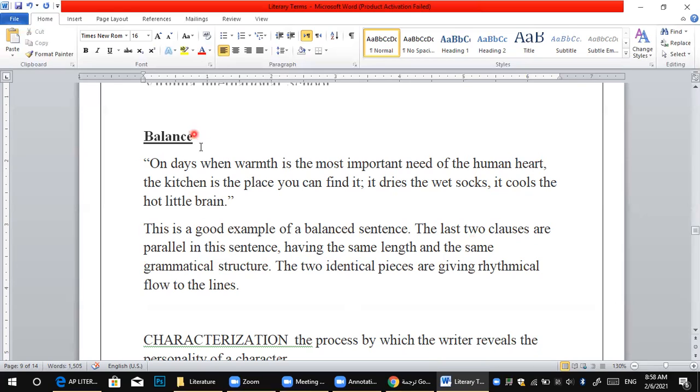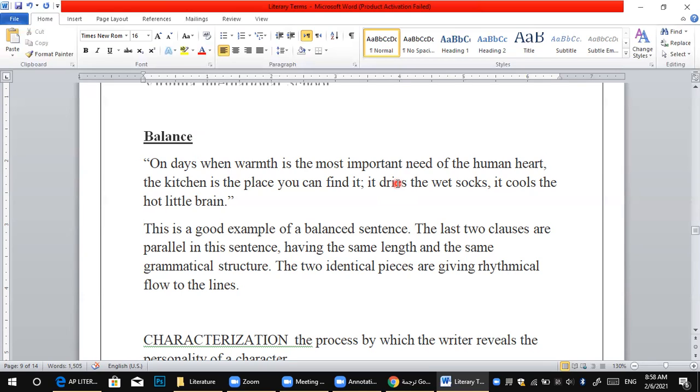Here I said that in balance, two sentences are equal to each other. Equal in grammar, equal in words. So when you try to understand it, on a day when warmth is the most important need of the human heart, the person likes the warmth. And he tells you that the kitchen is the place you can find it.